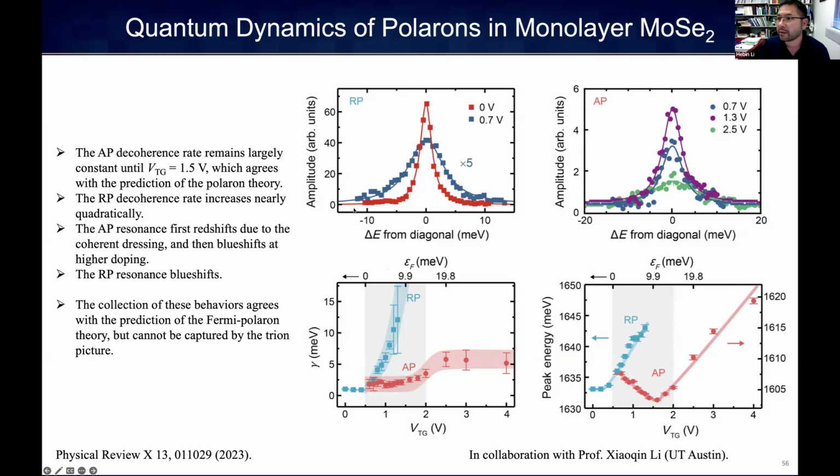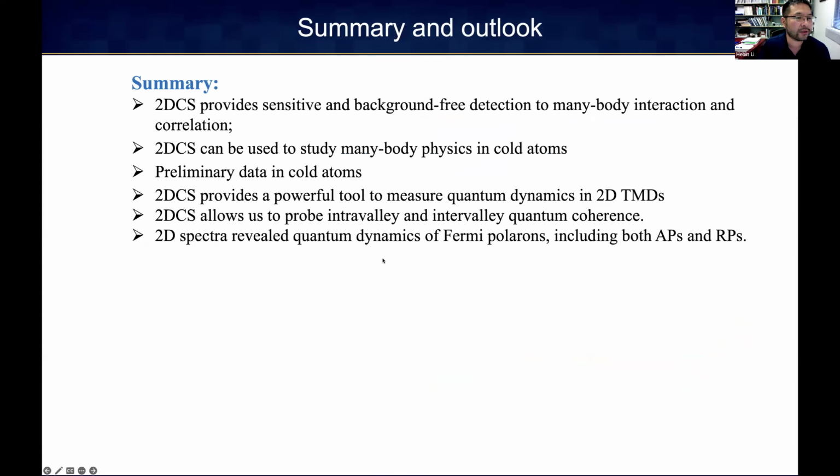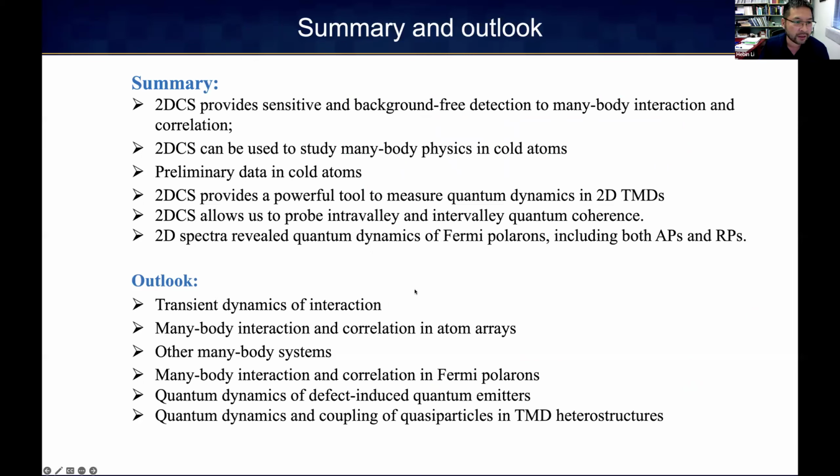Okay, so I think my time is almost up. With this, I'd like to summarize that this technique of 2D spectroscopy, or multidimensional coherent spectroscopy, is a very good tool to probe many-body interaction and correlation in different systems, in the atomic systems as well as the 2D materials. And in the future, we will be continuing in this line of research to look at even more details of the dynamics in both the atomic systems and different other semiconductor materials. So I will stop here.